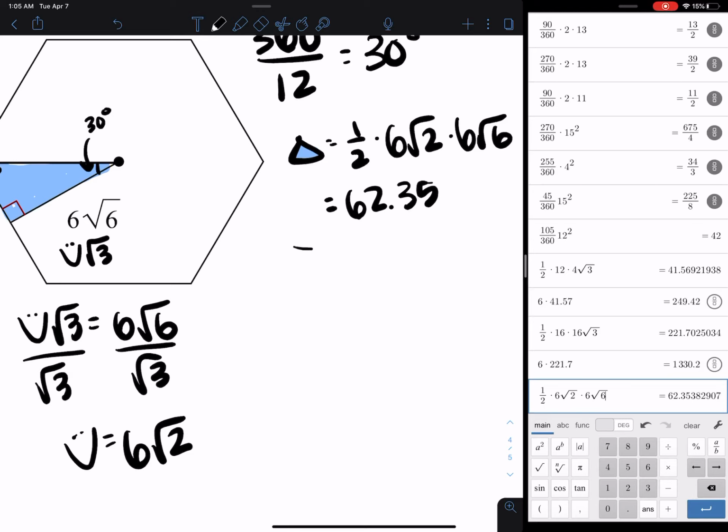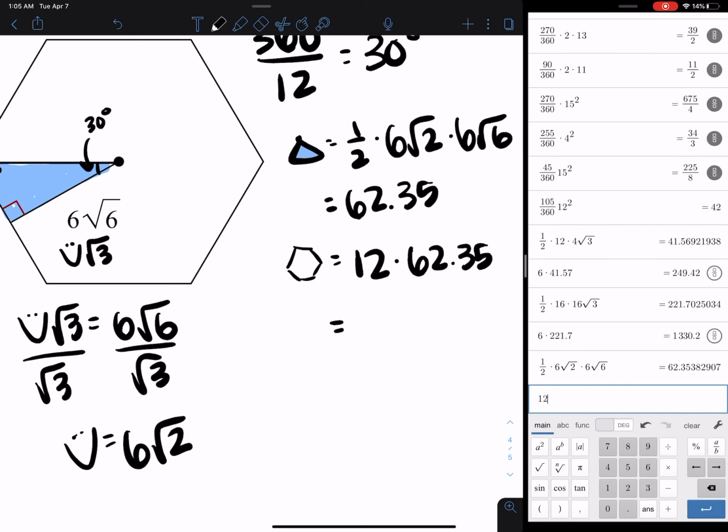And then I'm going to roughly draw a hexagon here. This would be 12 times that area. So we have 12 times 62.35, that's 748.2. And we don't have units here, but if it was like feet, it would be feet squared. If it was centimeters, it would be centimeters squared. So whatever the units are, you just square it.